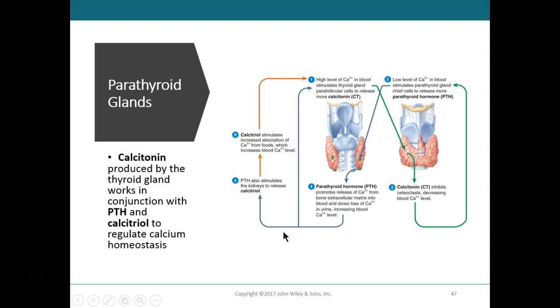The other thing that's going to happen is the parathyroid hormone is also going to stimulate the kidneys to release calcitriol. Calcitriol is going to cause the intestines to become more permeable to calcium. And when your intestines are more permeable to calcium, then that calcium is absorbed back into the blood rather than being excreted in the feces. So an additional way to keep blood calcium levels going back up. So these two work in an antagonistic manner to regulate blood calcium.